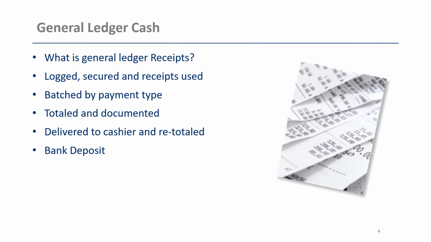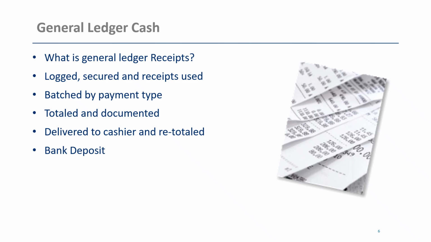Processing general ledger cash payments for miscellaneous purchases requires the same separation of duties as processing patient payments. Examples of additional miscellaneous payments can include cafeteria receipts, gift shop receipts, and parking receipts. Each payment should be logged within your department. Payments should be secured and receipts should be issued. Receipts should be grouped or batched by payment type, totaled, and balanced to the receipt log.